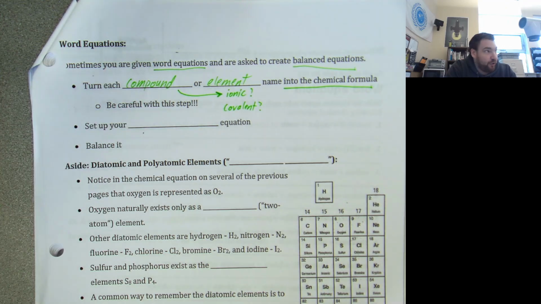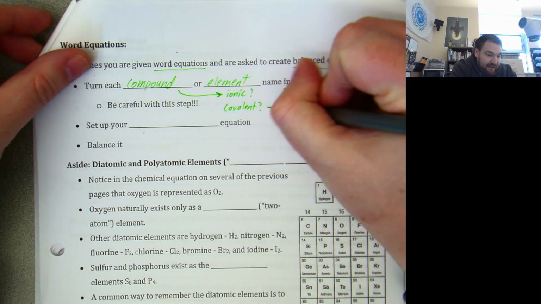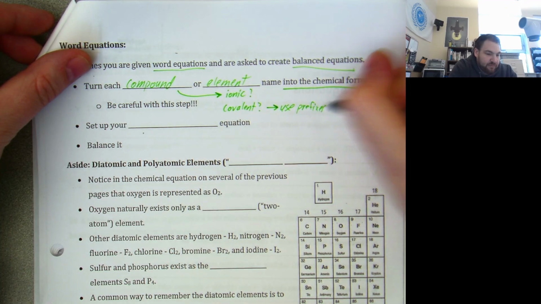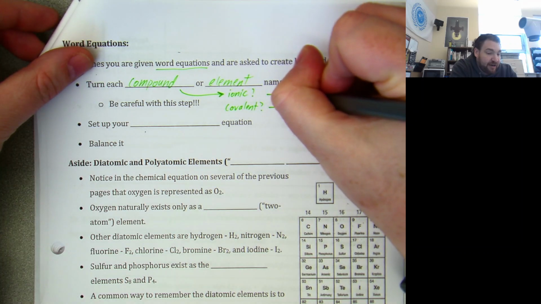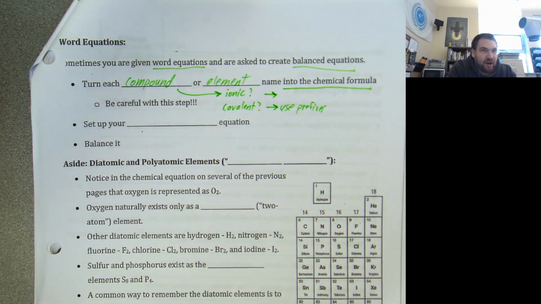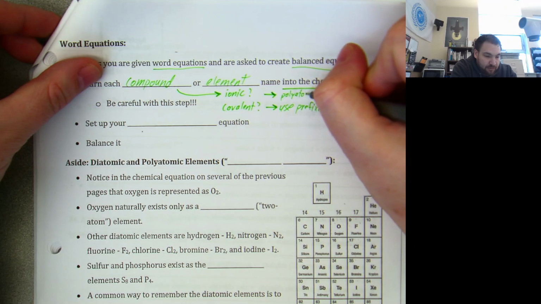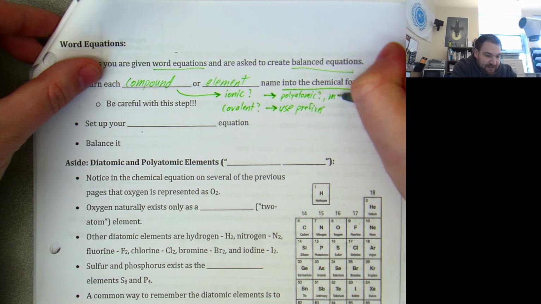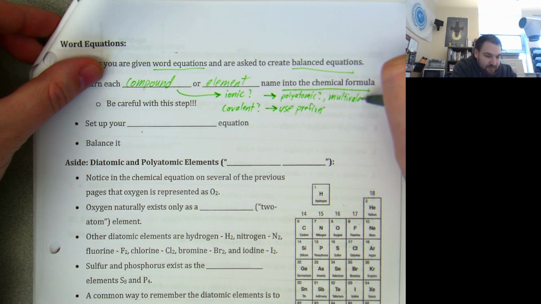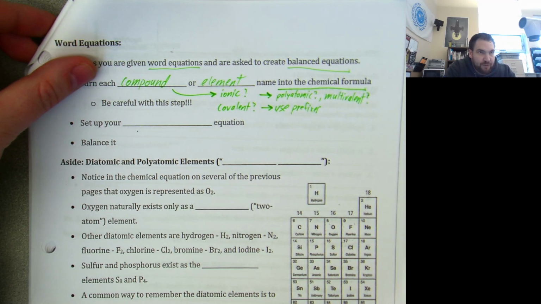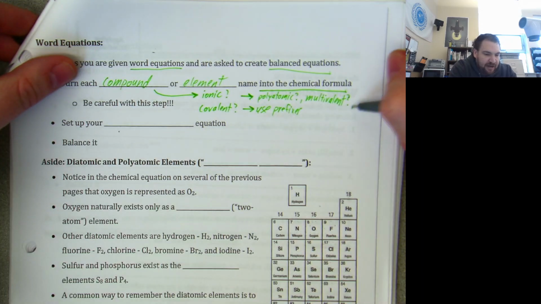Depending on if it's ionic or covalent, you're going to build the formula a particular way. If it's covalent, we're just going to use the prefixes that are given. If the thing's ionic, well, now we've got all of the ionic naming rules that I gave you before. Is there a polyatomic? Is it multivalent? What charge are we using? Well, the Roman numerals will tell you that if I give you a Roman numeral. Is the thing a simple ionic?